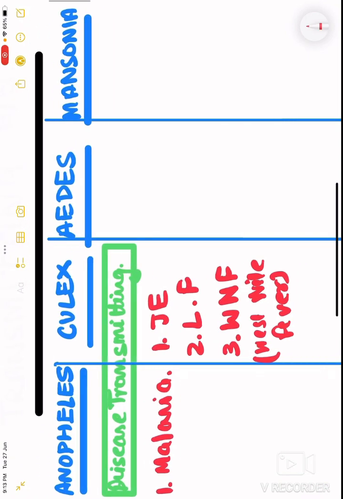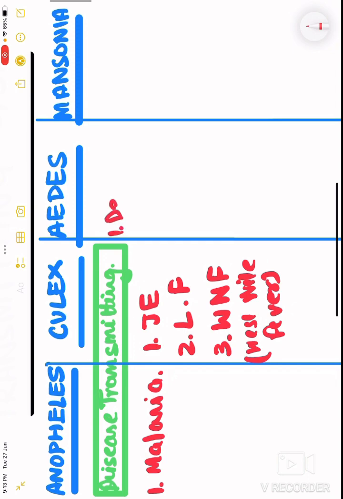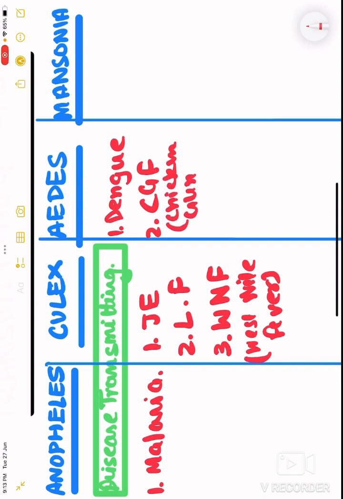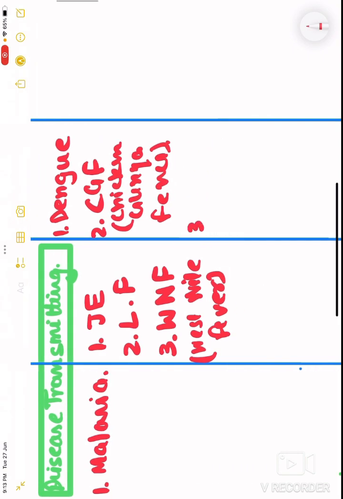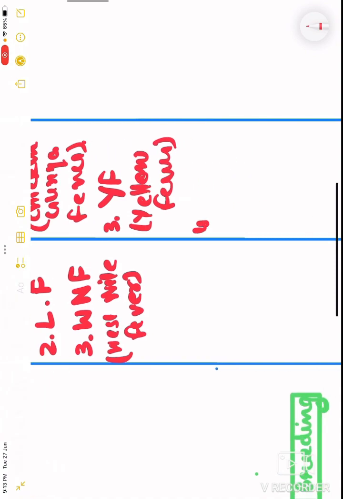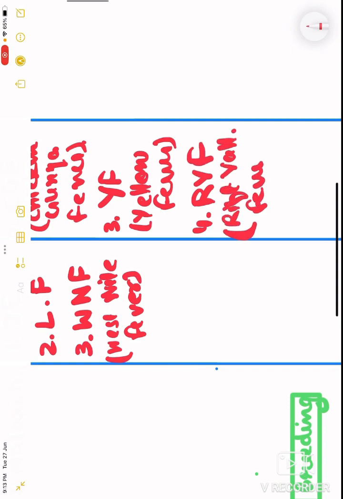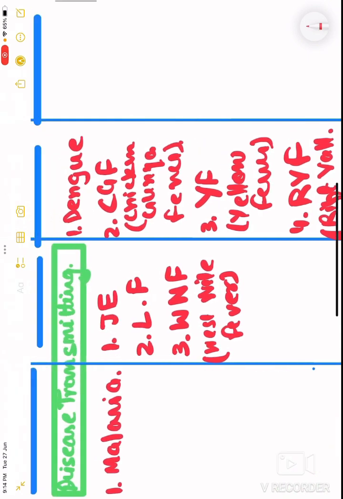Now coming to Aedes mosquito. Aedes mosquito, very important, it transmits dengue. Second, chikungunya fever, CGF, chikungunya fever. I am writing the full form so that you don't confuse them or forget them. Next is yellow fever, right? YF stands for yellow fever. Fourth one is Rift Valley fever, RVF, right? So these are the four.